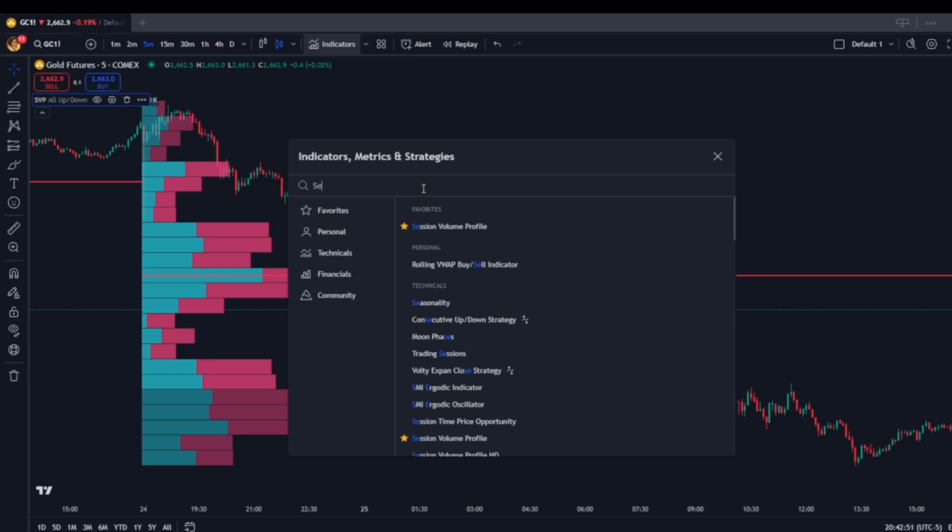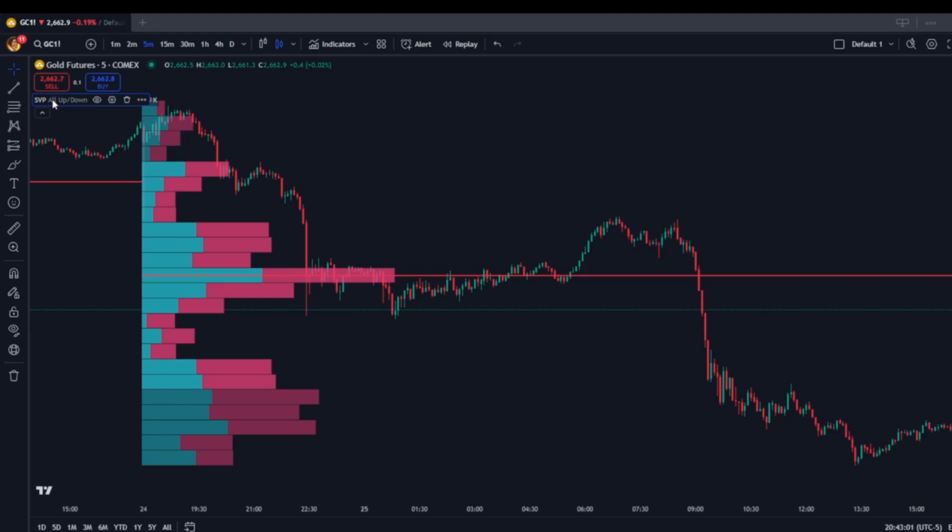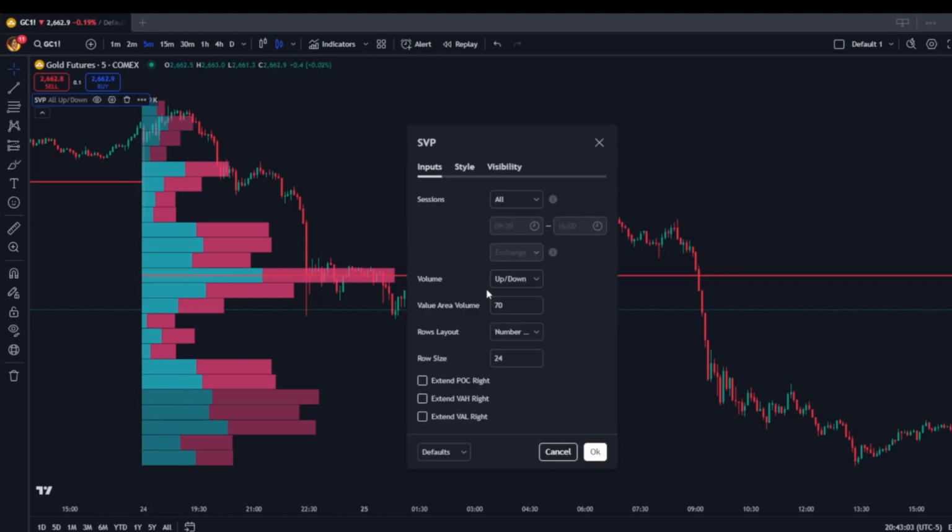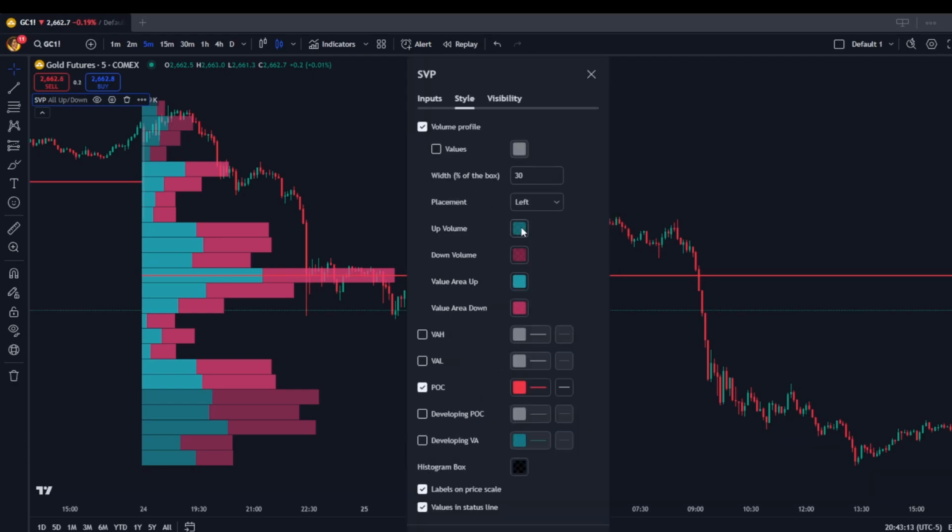What you're going to want to search is session volume profile. When you find it, you're going to want to put it on your chart. Then what I would suggest is you turn all this off. I would turn off the extend POC, turn off all of this. I would go into the styles and get rid of the value area high, the value area low, the developing POC, the developing value area.